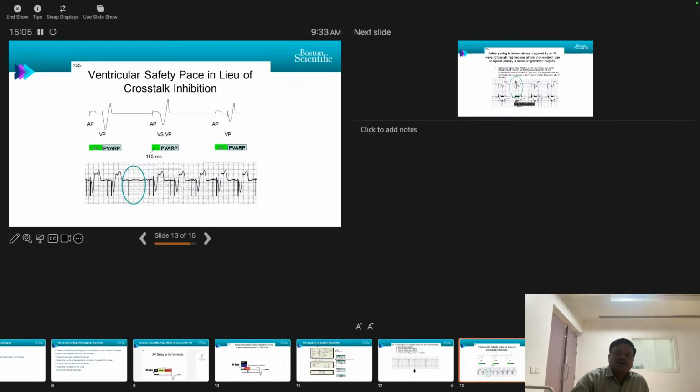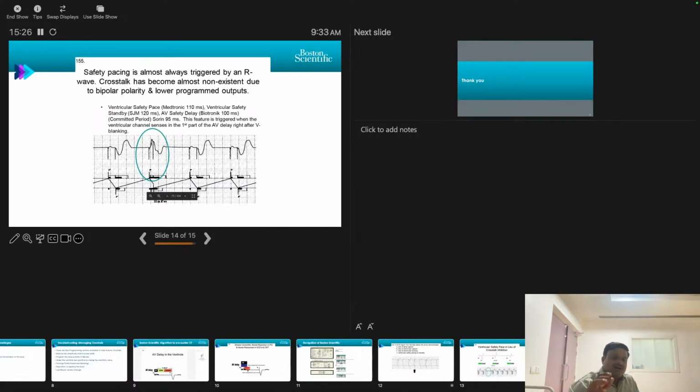If you keep the auto capture on, it switches automatically to 5 at one pulse width followed by unipolar pacing configuration. In that situation, you will be able to see Vs followed by the Vp within a short period of 110 milliseconds. That is the safety pacing because of the crosstalk which happened for a particular patient.